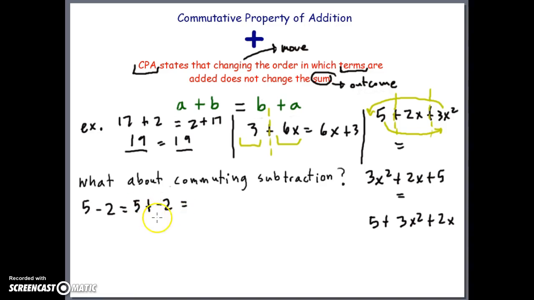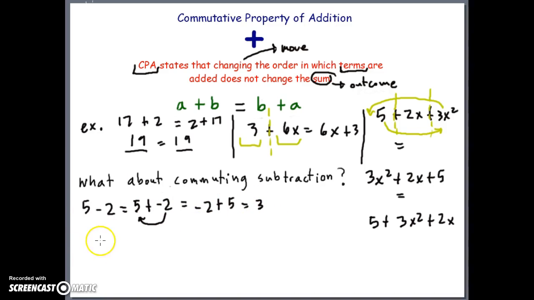And now that we've got our addition, we can just commute this negative 2 in front of the 5. So we can say negative 2 plus 5 is the same exact thing as 5 minus 2, because in all 3 of these examples, they simplify to a positive 3. And if you don't believe me, go ahead and try them all out, right?